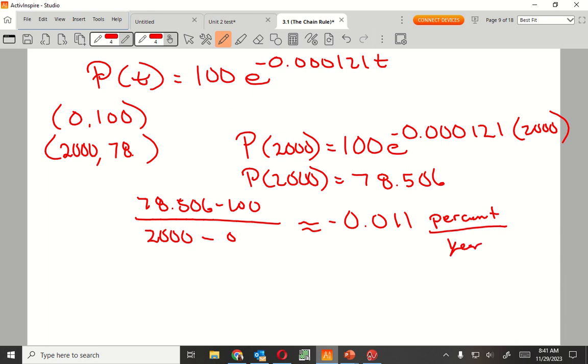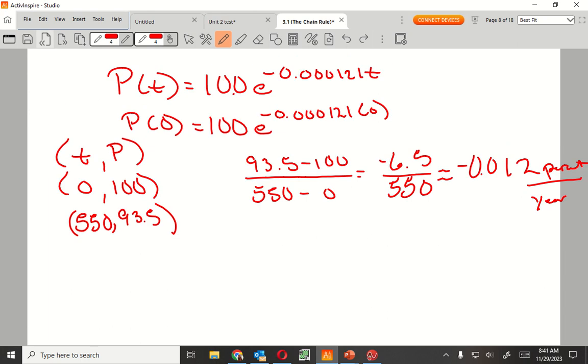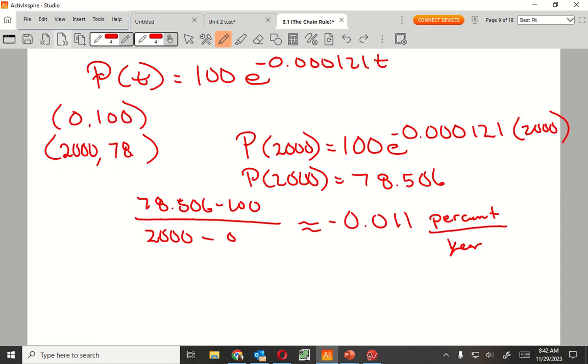That means in between these two things, what does it mean the longer it is? In between 0 and 550 years, I get negative 0.012, right? And then if it's 2,000 years, it's now negative 0.011 percent per year. Which takes longer? Yes, takes longer to decay.